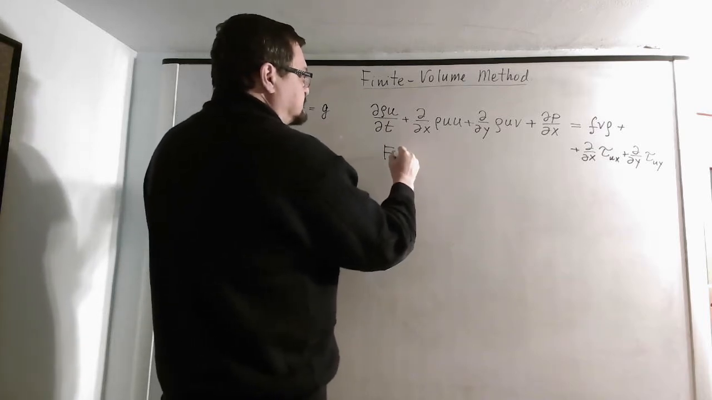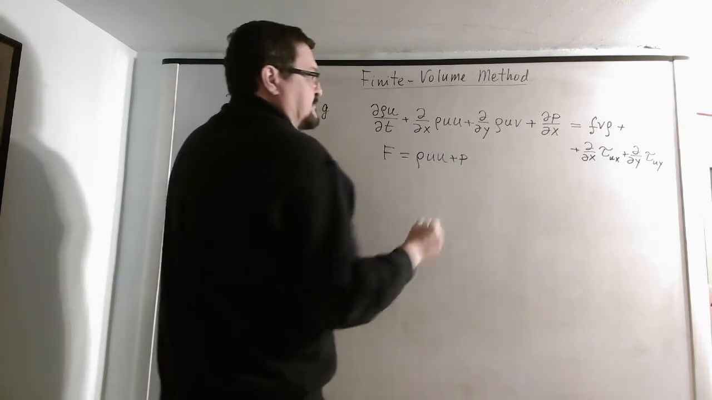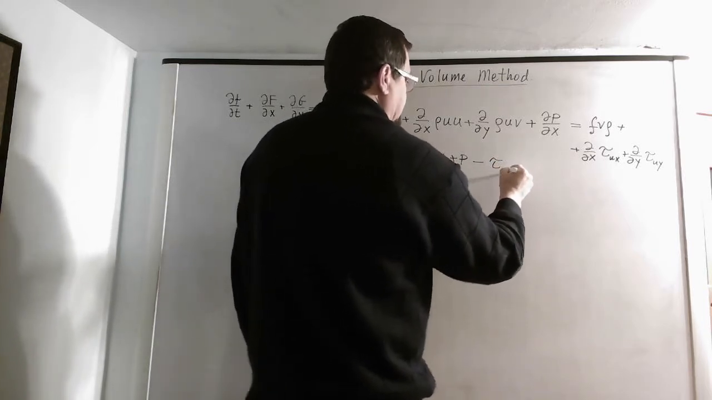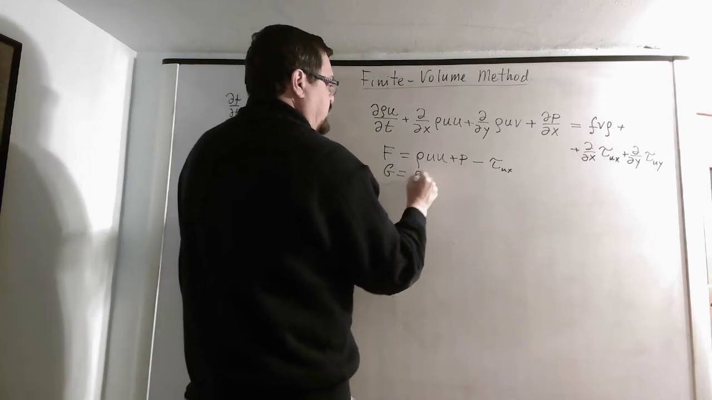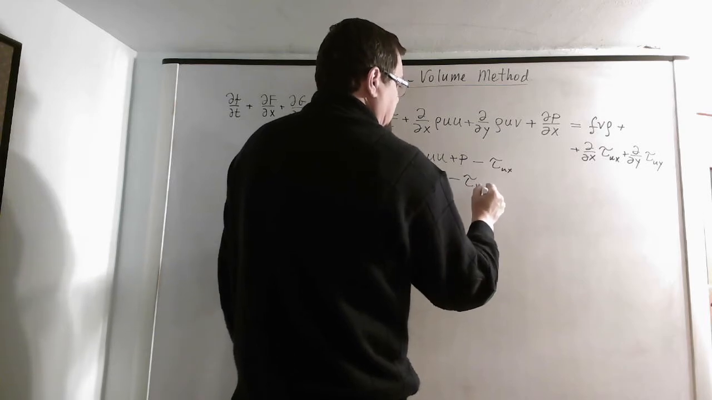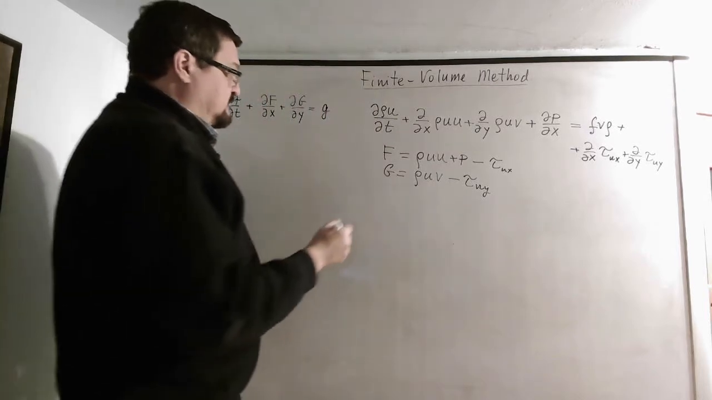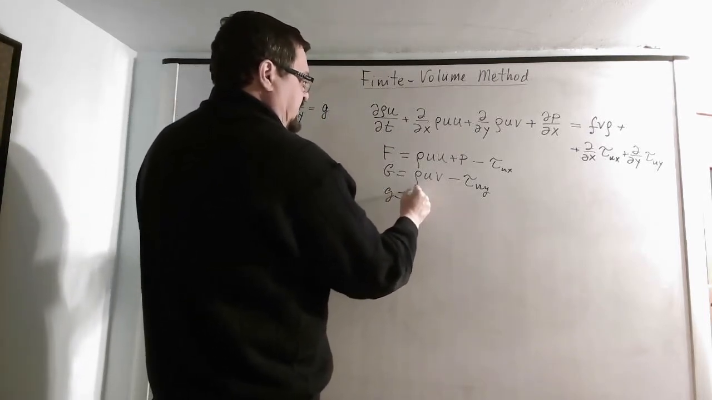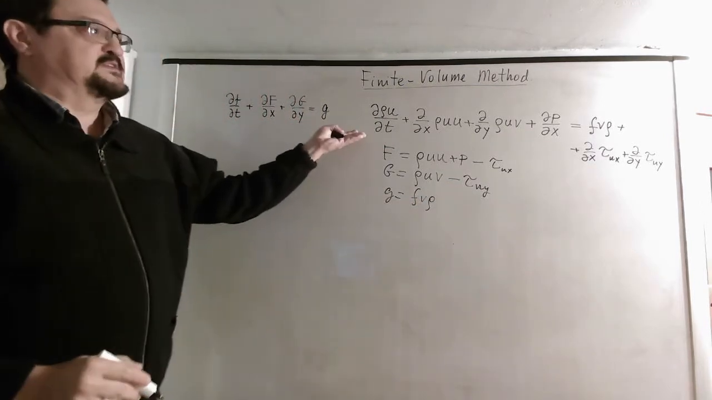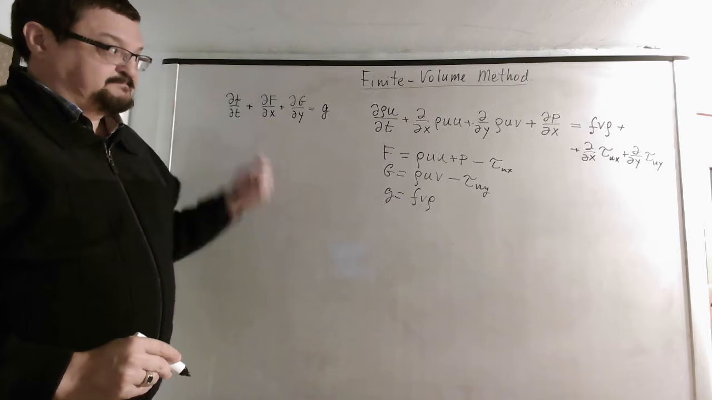So in that case, our F would be rho u u plus p and minus tau ux. G would be rho u v and minus tau uy. And our source term would be the Coriolis term, f v rho. So we see that we can view this equation in this form.